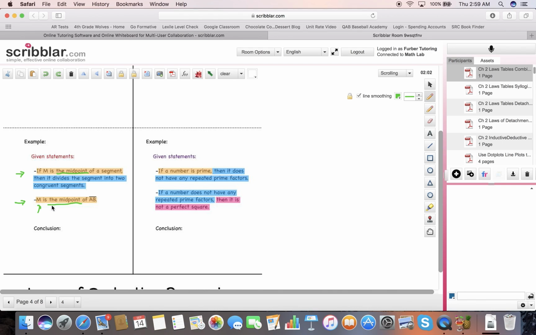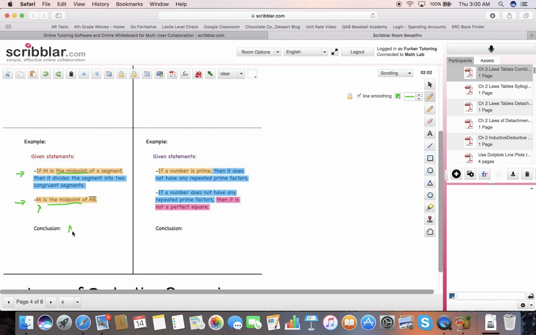So if M is the midpoint of a segment, then it divides a segment into two congruent segments. So if M is the midpoint of segment AB, then what conclusion can you draw? Well, you should be able to see that since this matches the hypothesis of the conditional, we can draw a specific conclusion that matches the conclusion of the conditional. If M is the midpoint of AB, then M divides the segment into two congruent segments.